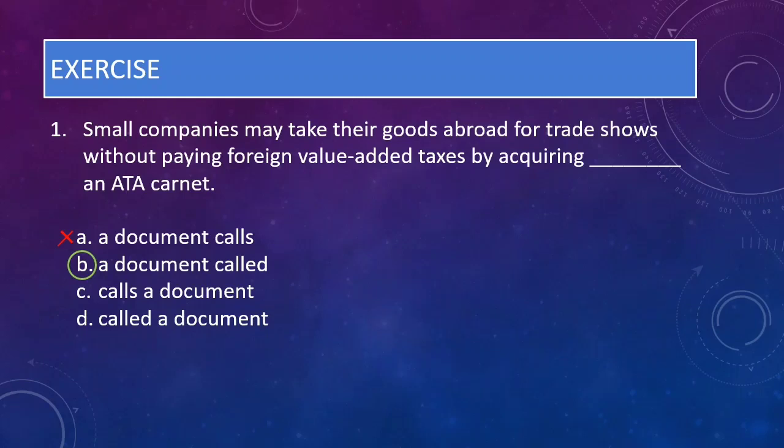C. Calls a document. Incorrect. D. Called a document. Incorrect, because they have incorrect structure for completing this sentence. So, the complete sentence is, small companies may take their goods abroad for trade shows without paying foreign value-added taxes by acquiring a document called an ATA carnet.